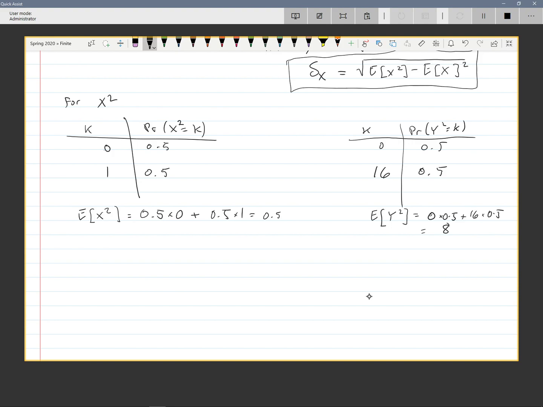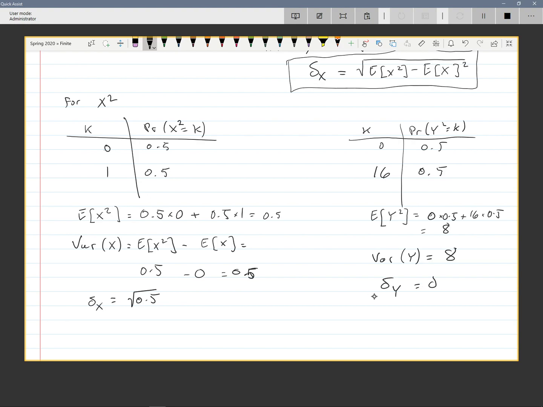Alright, so then we can compute the variance. The variance of x equals the expected value of x squared minus the expected value of x, squared, which equals 0.5 minus 0, equals 0.5. And likewise, the variance of y equals 8. So the standard deviation of x is the square root of 1/2, and the standard deviation of y equals the square root of 8, which is much bigger than the square root of half. So this number captures how spread out the distribution is, and it gives you an idea of how far away you're likely to land from your average value.